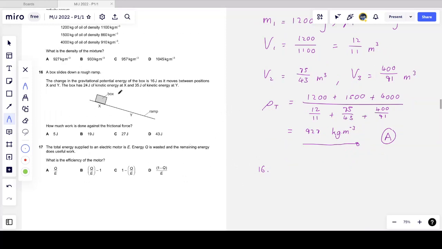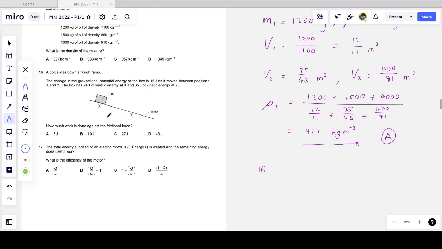Question 16 shows a box sliding down a rough ramp. We're told that the change in gravitational potential energy of the box is 16 joules as it moves between positions X and Y. The box has 24 joules of kinetic energy at X and 35 joules of kinetic energy at Y. How much work is done against the frictional force?